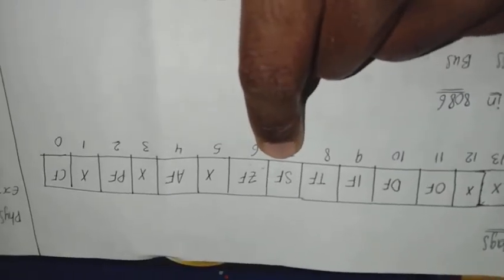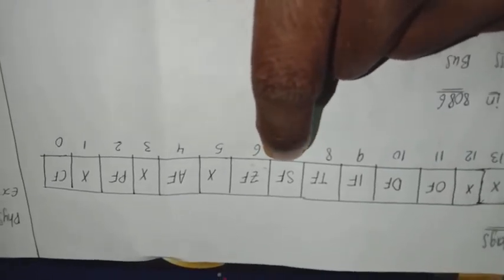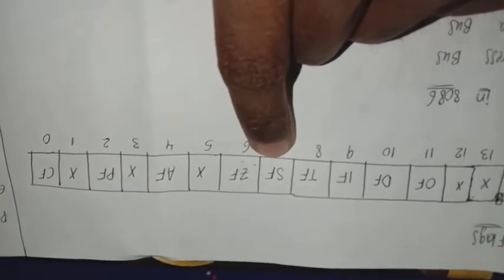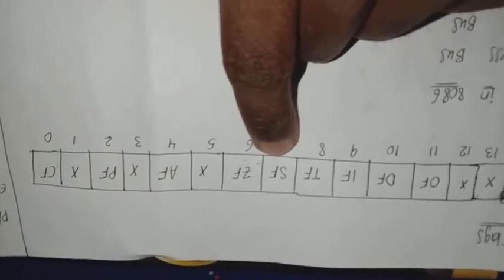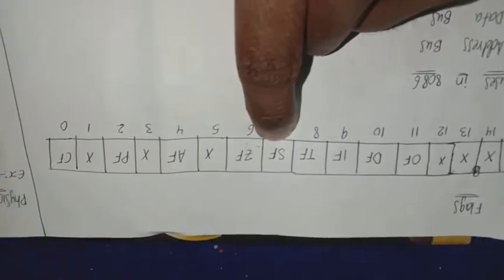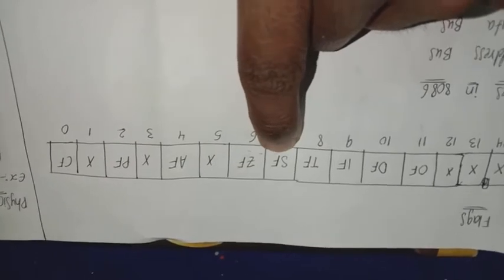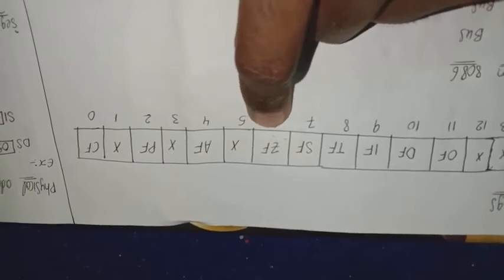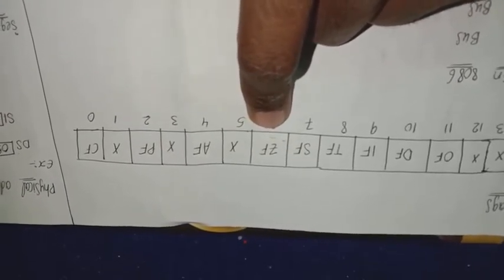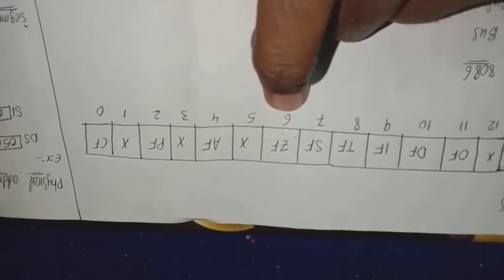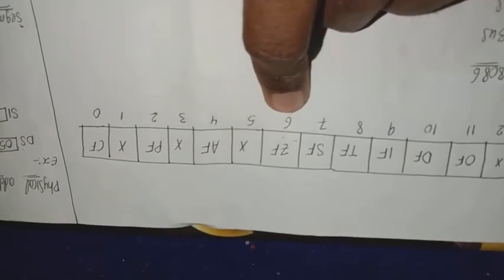And this is SF, the sign flag. The sign flag shows whether the result of the ALU is positive or negative. When it is negative, this sign flag is set to high, that is 1. And when the result of the ALU is positive, it is set to 0, that is, it is reset. And ZF, the zero flag. The zero flag is set to high when the output of the ALU is 0. It is used when we compare two instructions.